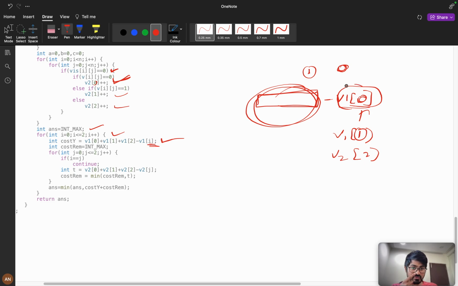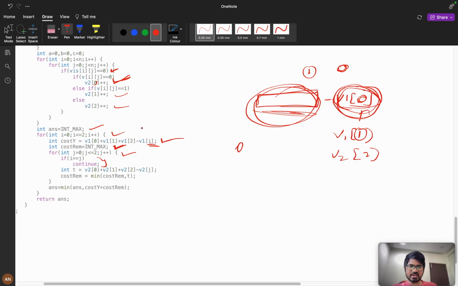So I think you have got it. Why are we subtracting V1 of 0? If you are subtracting V1 of 0, we will get the remaining cost, the operations we need to perform to switch from 1 to 0 or 0 to 1. And this is my cost of y. And I am taking the cost of remaining as the minimum, and I am iterating j equal to 0, j less than or equal to 2.